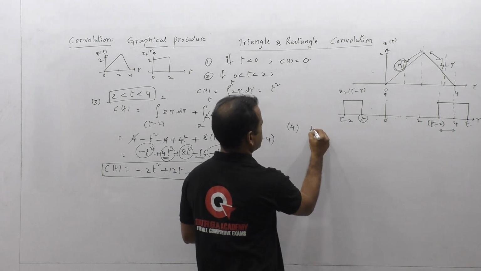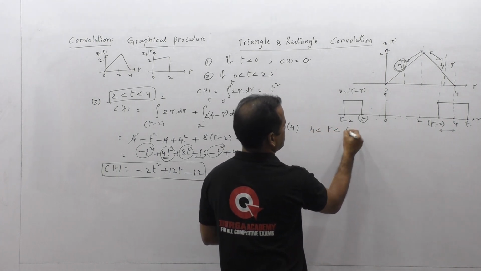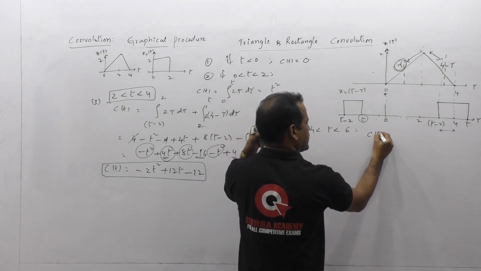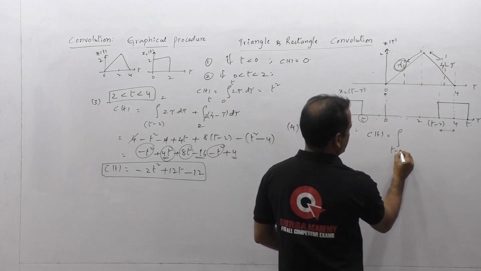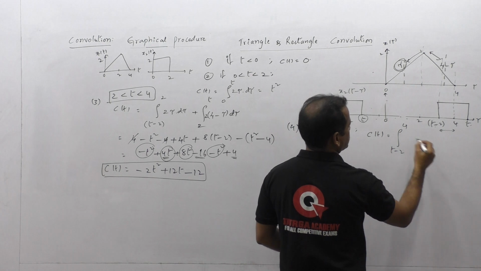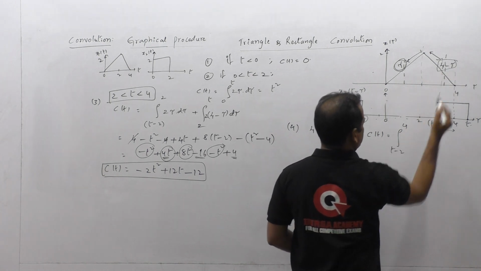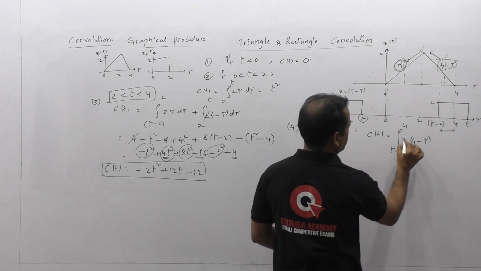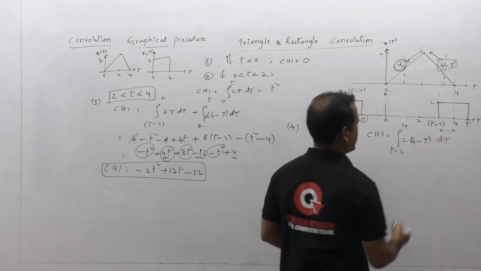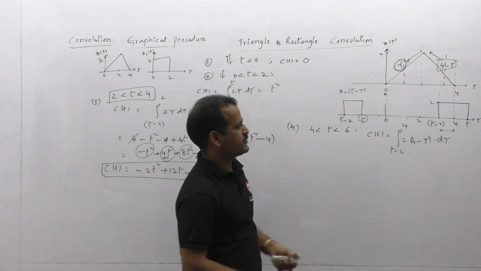For the fourth case, I will write here, I am taking t value more than 4, that means 4 less than t less than 6. We are having C of t, only one integral this time, with the lower limit t minus 2, upper limit 4, and this equation 4 minus tau, and this amplitude 2, with respect to d tau we have to integrate. Let us integrate this one.